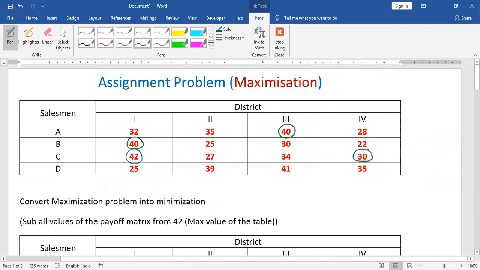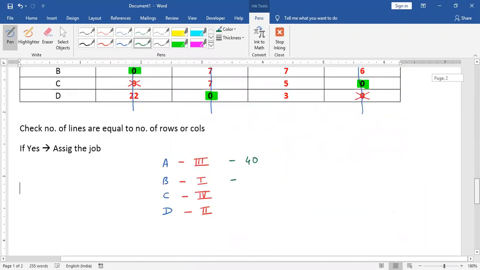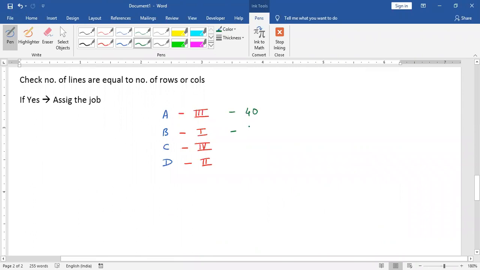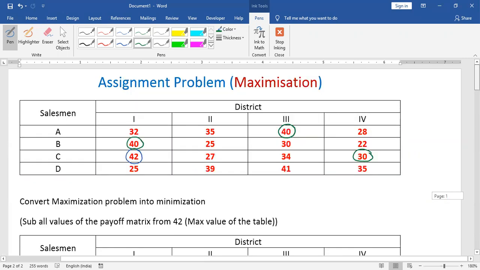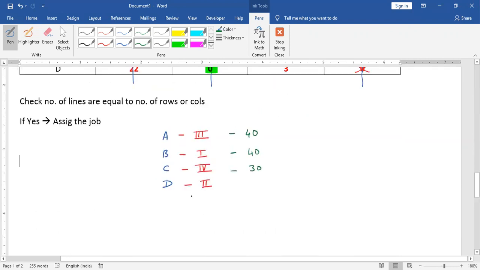That means 40 and 30. Right. And D to second is 39. That means 39,000 sales given by person D in the second district. Right.